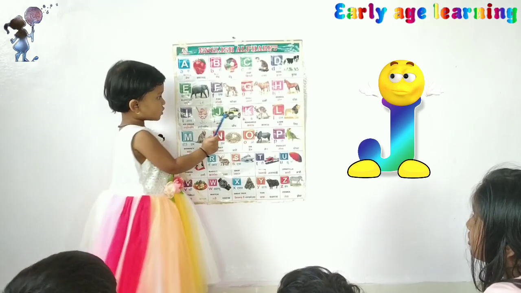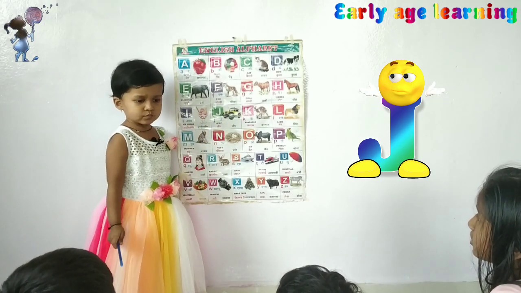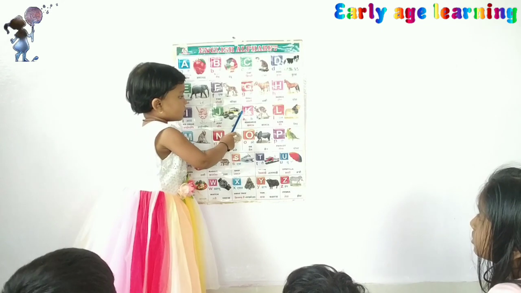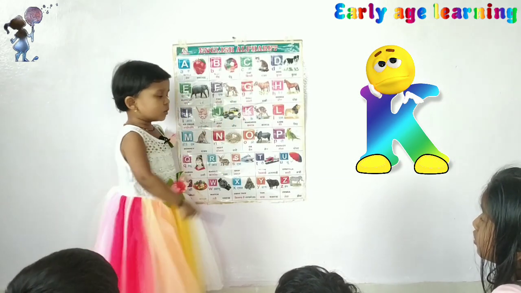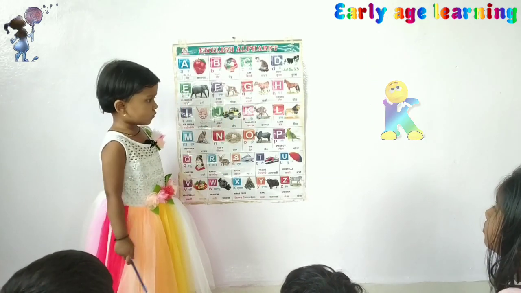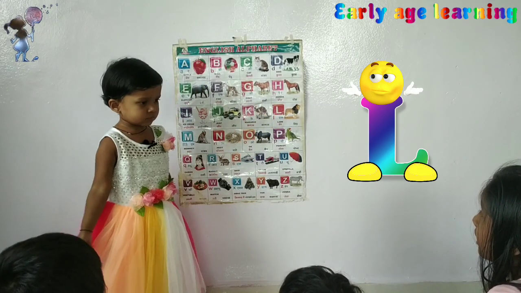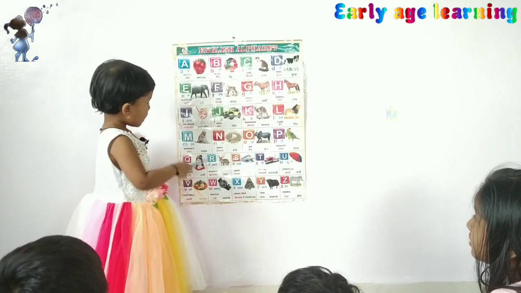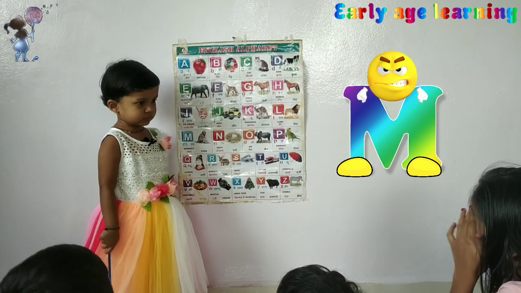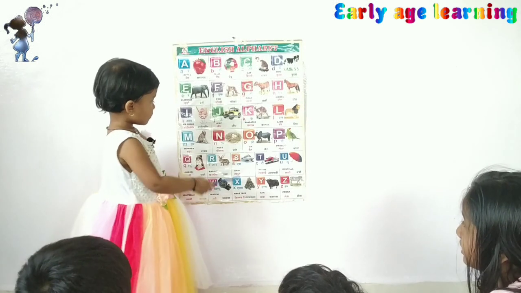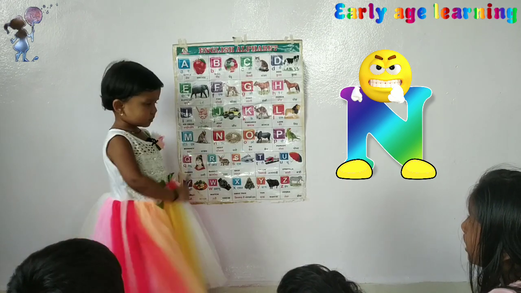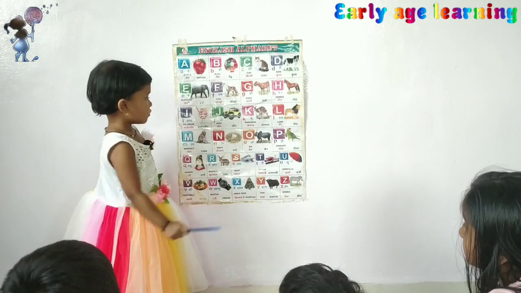J for jeep. K for kangaroo. L for lion. M for monkey. N for nest.